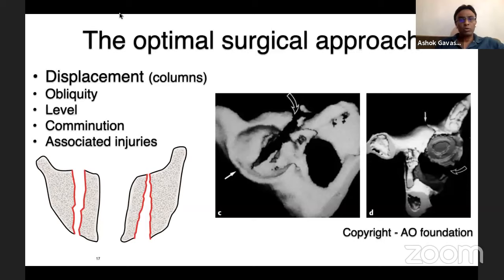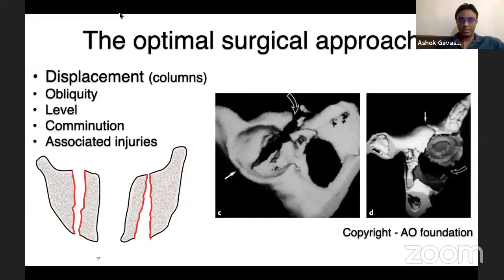It will depend on a lot of factors. Primary displacement at the columns. If you look at the image on the right side, if you have an anterior column that is opened up, hinging on the posterior column, then you might have to go anterior. Contrarily, you may have to go posteriorly if a posterior column opens up more. You also have to consider the obliquity of the fracture. You need to prioritize the fracture line which exits at a higher level, because this is more likely to involve the dome. You also look at the level of the fracture, comminution, because if you have a comminuted fracture at a particular limb, that limb may not be amenable to indirect reduction, and also consider associated injuries in the pelvis.